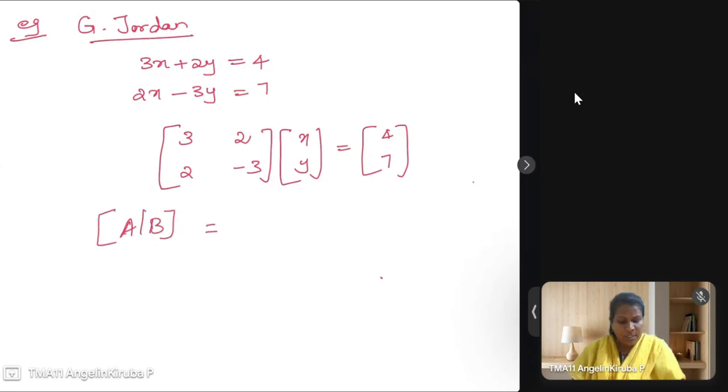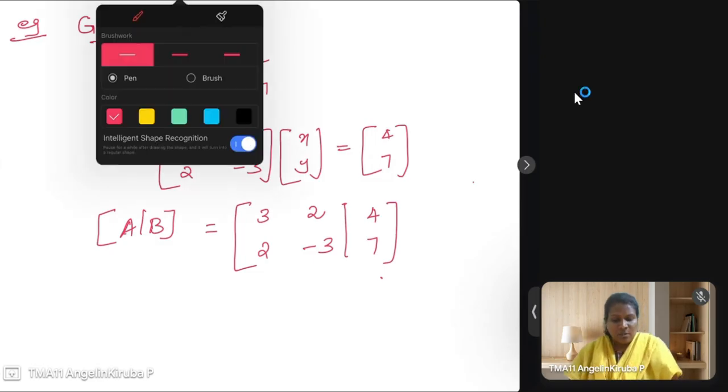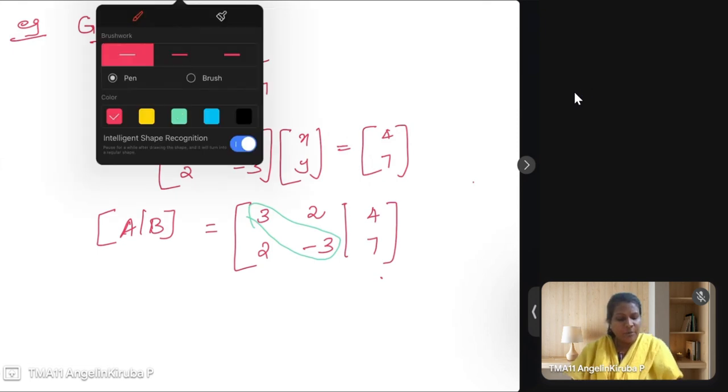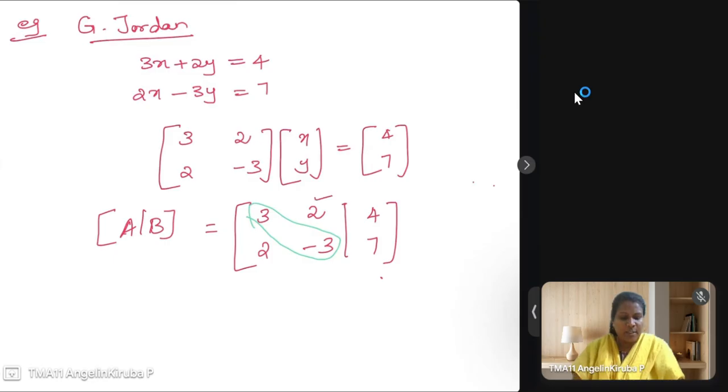So the augmented matrix form is 3, 2, 2, minus 3, 4, 7. Since it is the Jordan method, we have to convert this matrix into a diagonal matrix. We know these two elements are called the diagonal elements, so we have to make this 2 and this 2 equal to 0. And it is an extension of Gauss elimination.